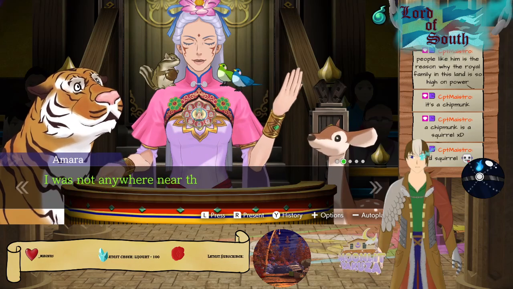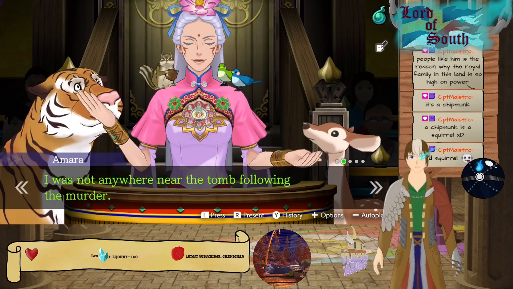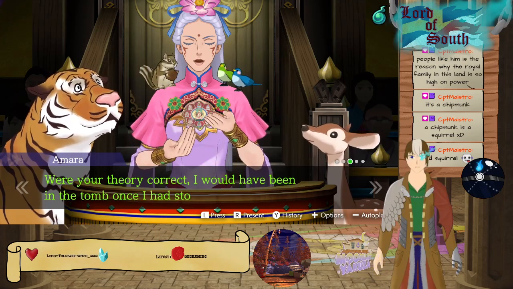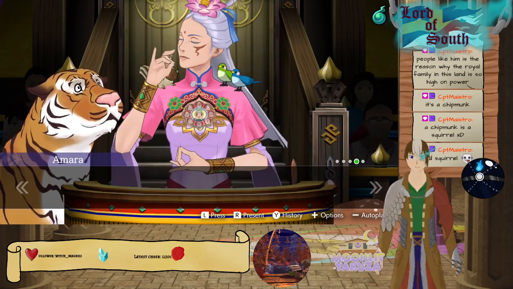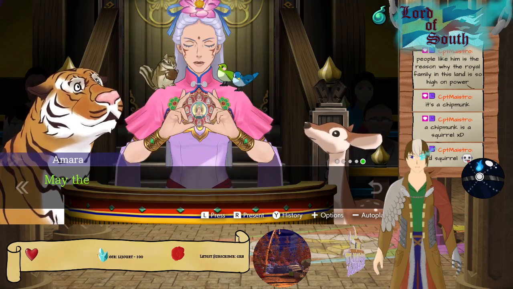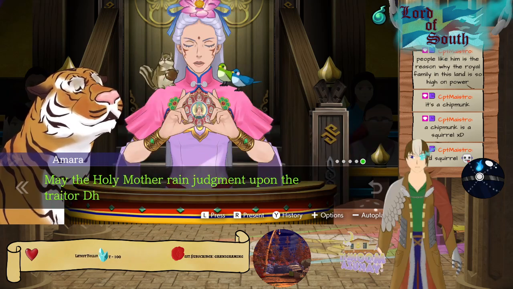Okay, that doesn't mean anything. I was not anywhere near the tomb following the murder. Were your theory correct, I would have been in the tomb once I had stopped channeling. My husband Daruk is the killer, but he has fled from the sacred hall. May the Holy Mother reign judge.